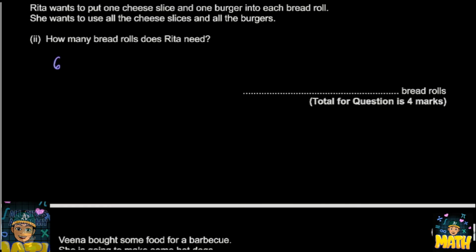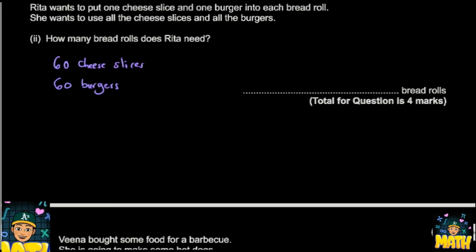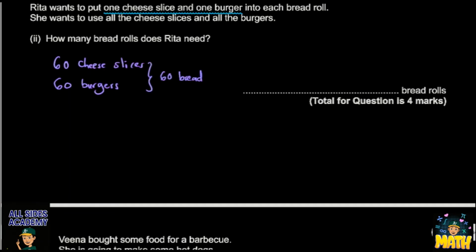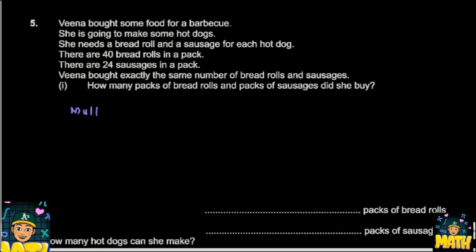So this one asks us to find how many bread rolls Rita will make. So we need to identify how many cheese slices we have and how many burgers. And then we go to the description of how to make a bread roll. So 1 cheese slice and 1 burger. So if we have 60 of each, then we'll have 60 bread rolls out of all those. So that gives us 60 bread rolls.